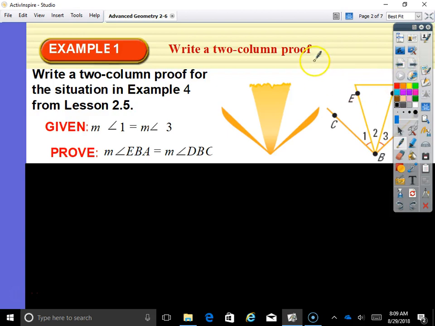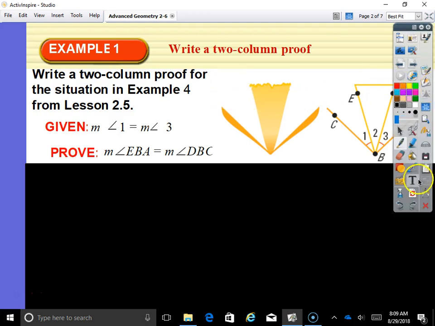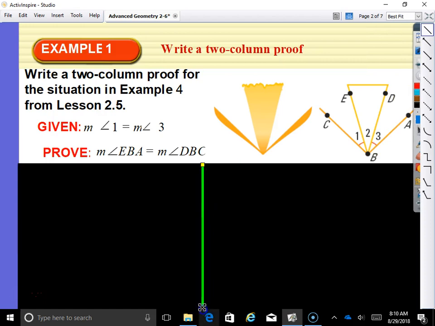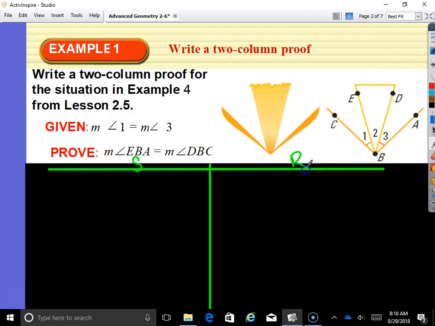All right, so just like the problem yesterday, this is the same problem as yesterday, we're just going to do it again. Write a two-column proof for the situation in example 4 from lesson 2.5. So we have our given and we have what we're trying to prove. The first thing we're going to do is make the lines for our statements and reasons. Make our two-column proof. So we have our statements and we have our reasons.